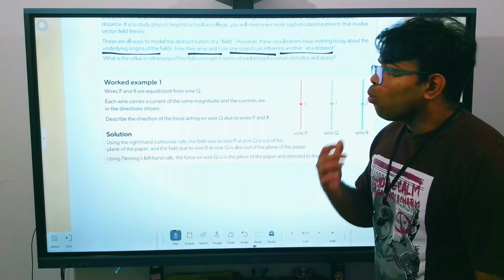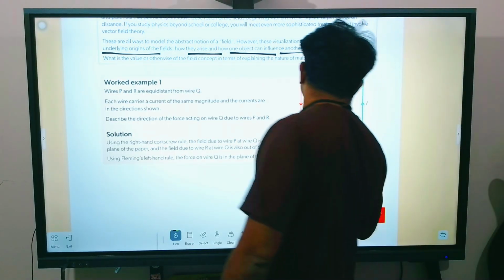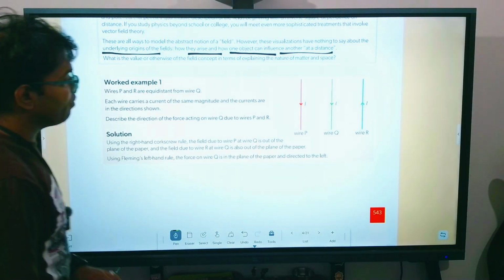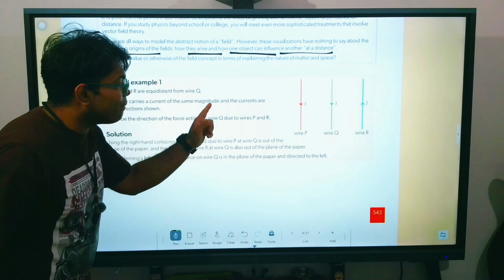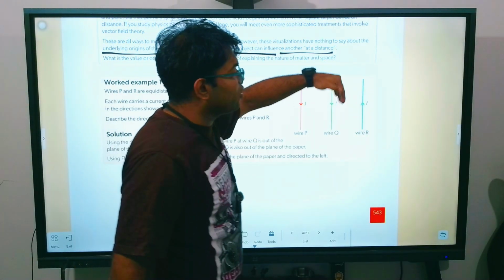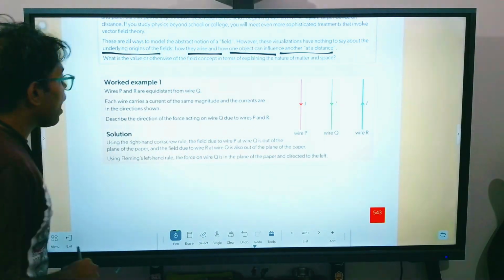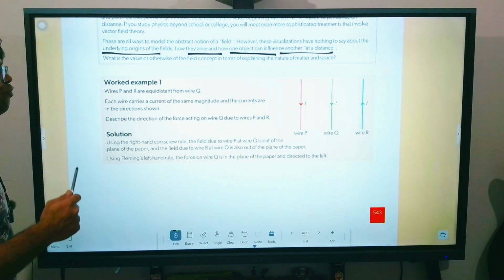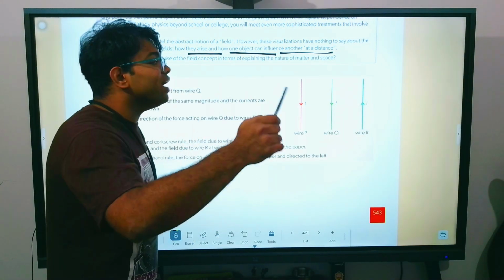Okay. Wires P and R are equidistant from Q. Each wire carries a current of the same magnitude and the currents are in the direction shown. In the wire P and Q, the current is moving downwards. In the wire R, the current is moving upwards. Describe the direction of force acting on the wire due to the wires P and R.